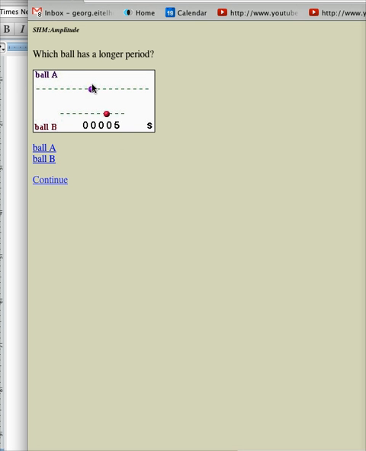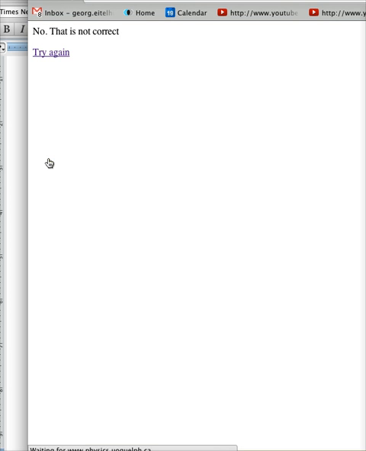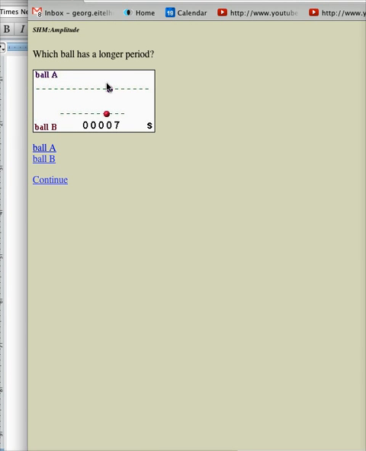And you're going to go through this a longer period. Let's see. Which one takes more time to complete one cycle? Well, ball B's bouncing backwards and forwards fast. Looking good to me. No, it's not correct. What did I do wrong? Longer period. That's right. Period is the time it takes for one oscillation. This one is taking more time, so it has a longer period. I understand. Ball A. Continue.